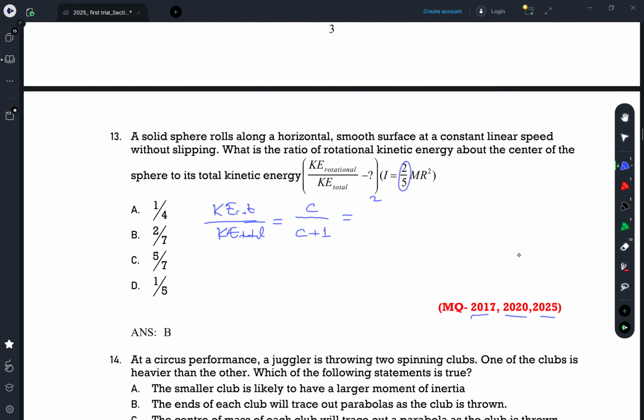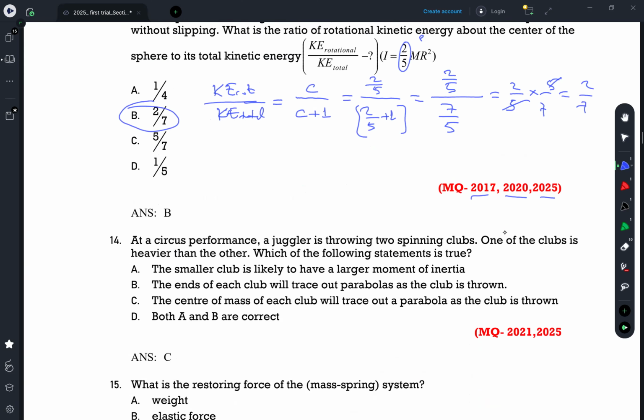It's given here. 2 over 5 divided by 2 over 5 plus 1. So it's going to be 2 over 5 divided by 7 over 5. So when we flip it, 2 over 5 times 5 over 7. Result is going to be 2 over 7. So B is the correct choice.